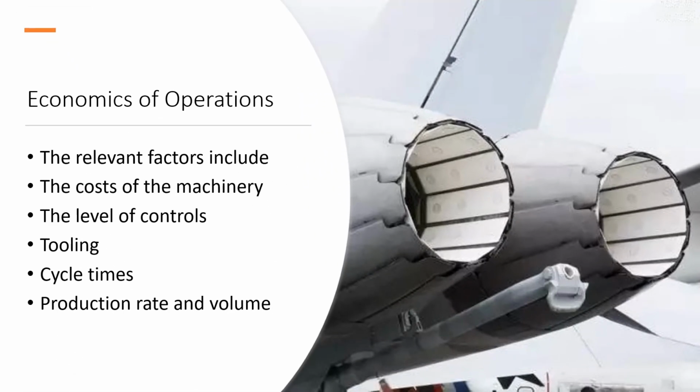Then we get into economics. Every time we think about economics of our operations, we're dealing with the costs, right? Cost of the machinery, the level of controls, and then your tooling, a huge thing. Your cycle times, time is important. Production rate, time is important, rate is important, and also production volume, the amount is important. So all these things contribute to the economics of your operation.